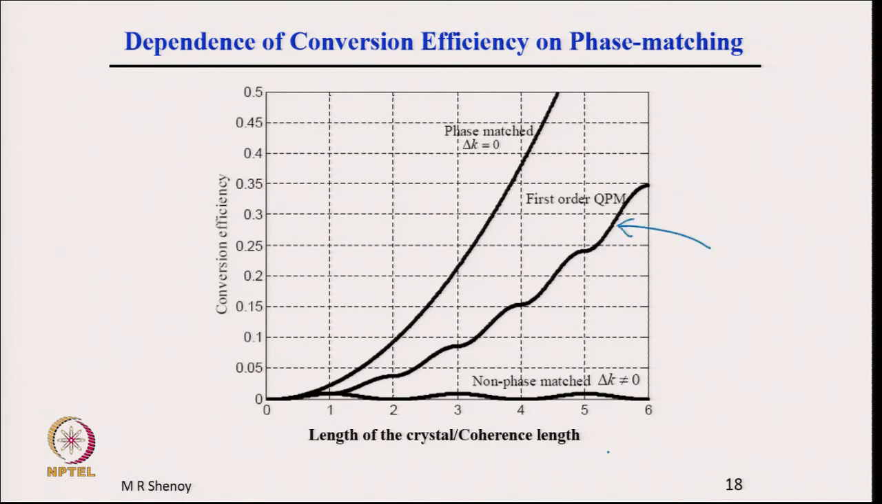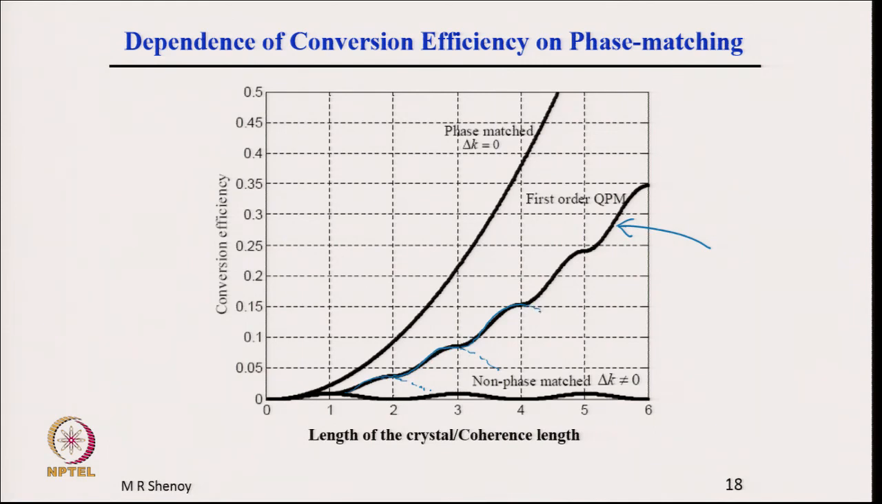So, periodically you invert the domain. Therefore, the interaction, where it would have gone down to 0 oscillating like this, oscillates and then you flip, and then again it starts building up. Before it starts coming down, you flip, and again it goes up. What do we flip? We flip the nonlinear coefficient. If we did not flip, it would have come down here, but if we flip the nonlinear coefficient, then again the second harmonic starts building up.